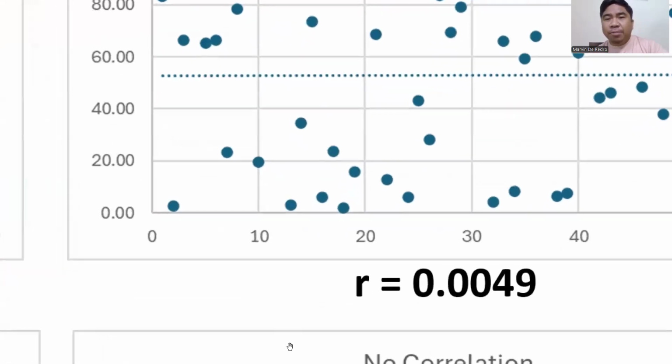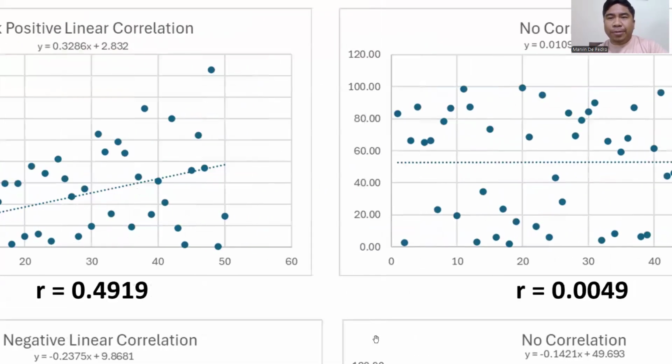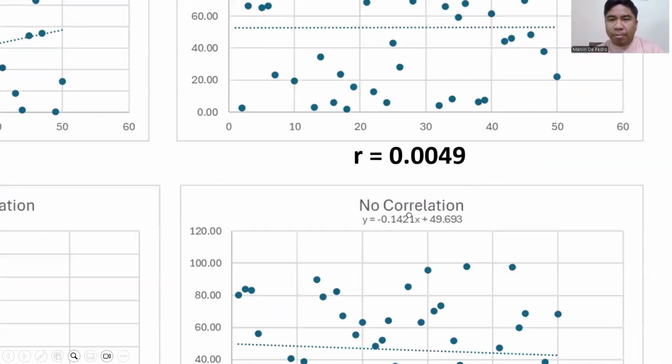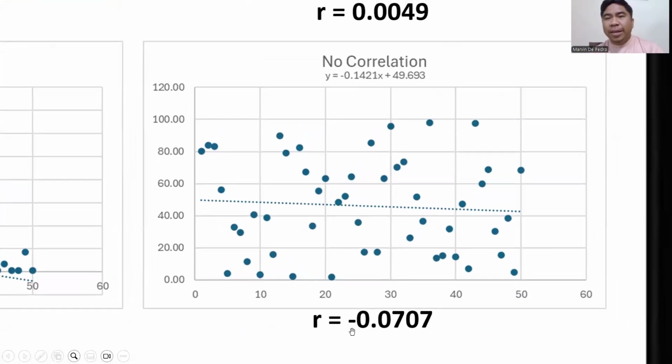Actually, same thing with this one. Okay, it's negative, but it's also very close to zero. So this one has a quite downward trend, but still we can consider this as no correlation or no relationship between the variables. Okay, because the R is very close to zero.